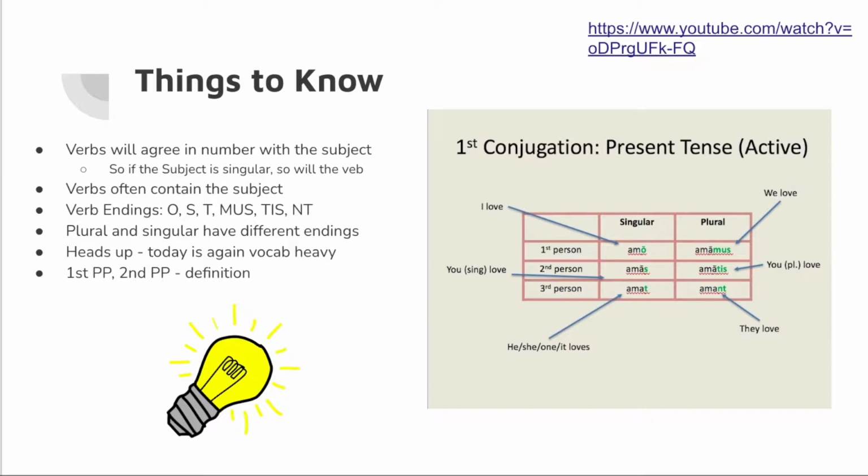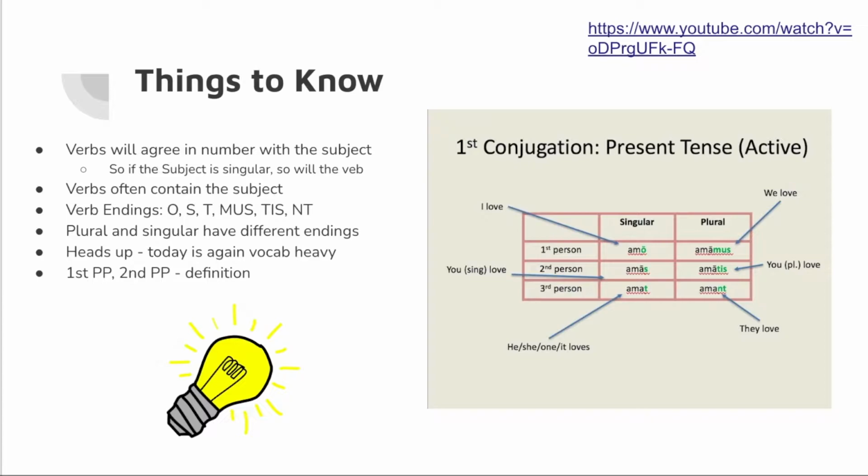O takes the subject I. So amo means I love. S takes the subject you. So amas is you love. Amat, or T, takes the subject he, she, or it. So he, she, or it loves. Mus takes the subject we. So amamus is we love. Tis takes the subject you all. So amatis is you all love. And then nt takes the subject they. So amant would be they love.